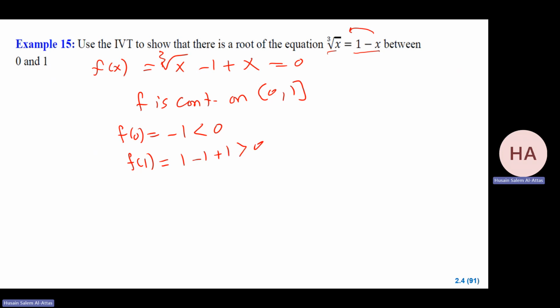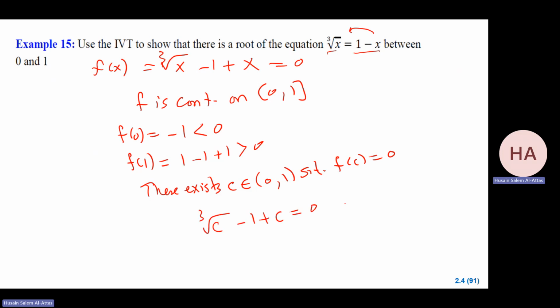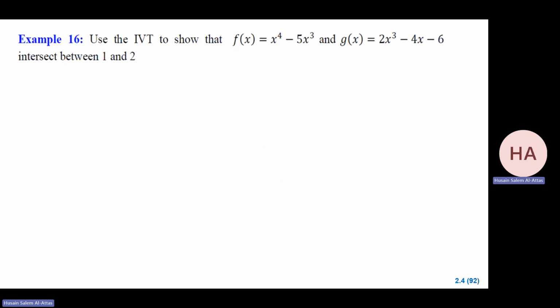So there is a root of this equation. So there exists a c belonging to this interval, such that f of c equals 0. F of c equals 0 means what? Cube root of c minus 1 plus c equals 0, which means square root of c equals 1 minus c, which is the same equation. So there is a root for this equation.